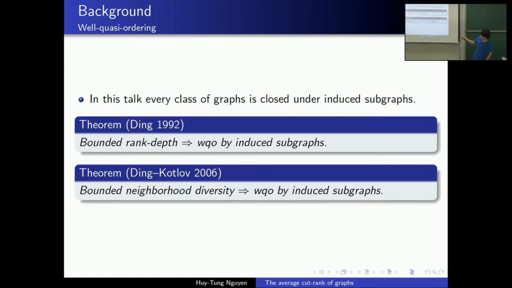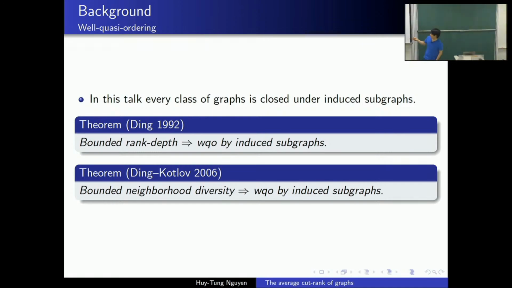The second theorem is by Ganian, Hliněný and Kneis in 2006. It states that a class of graphs with bounded neighborhood diversity is well quasi-ordered by induced subgraphs. But we'll see later that the second result is just a corollary of the first result.